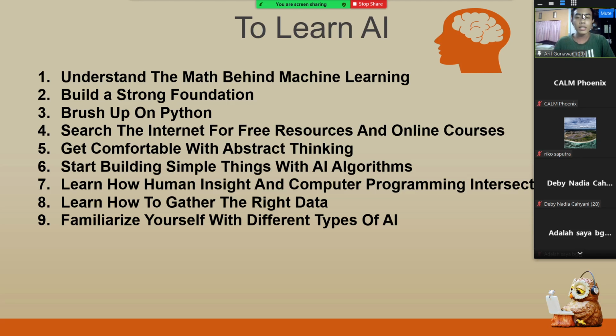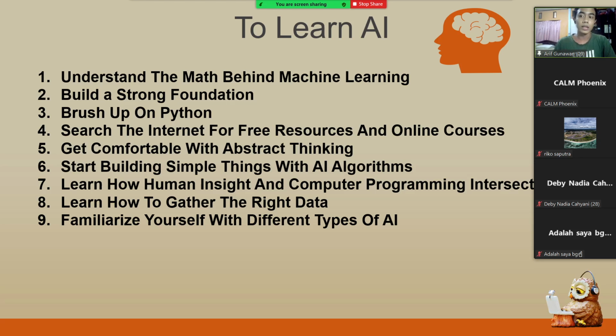Next is how to learn AI. You can learn AI on your own, anytime, and you can learn at home. Here I give nine examples you can follow to learn AI. Number 1 is understand the math behind machine learning, because programming uses a lot of math. Number 2 is build a strong foundation. You must have a big foundation in your mind, because AI is very wide. And 3, brush up on Python.